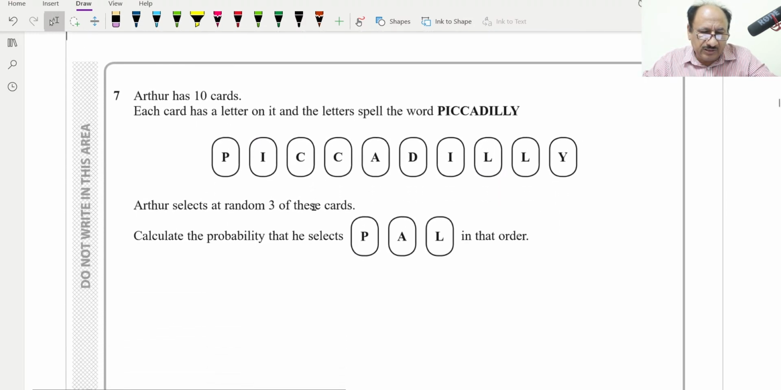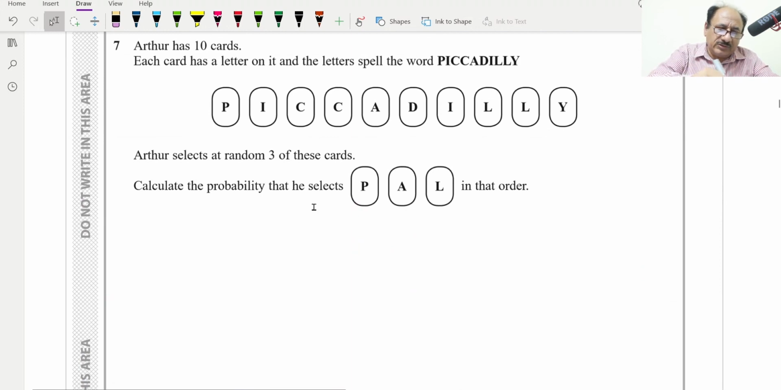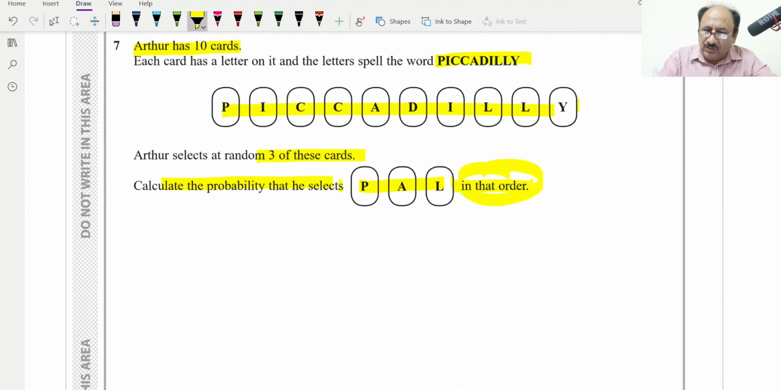Next, question number 7 is a probability question. Arthur has 10 cards. Each card has a letter on it, and the letters spell the word, these are the letters, PAL. Arthur selects at random 3 of these cards. Calculate the probability that he selects this one in order. So in order we have to check for that.